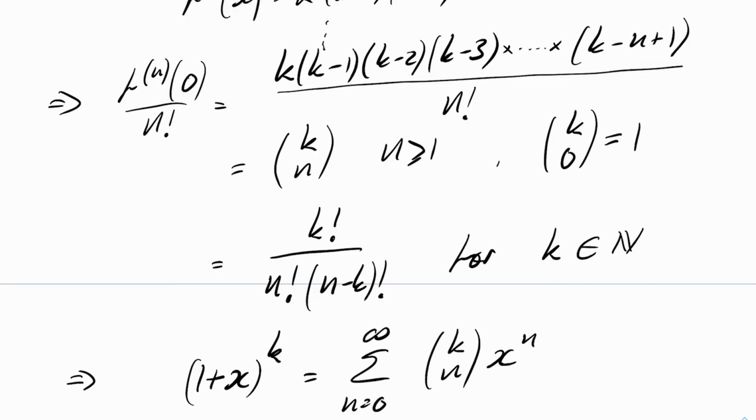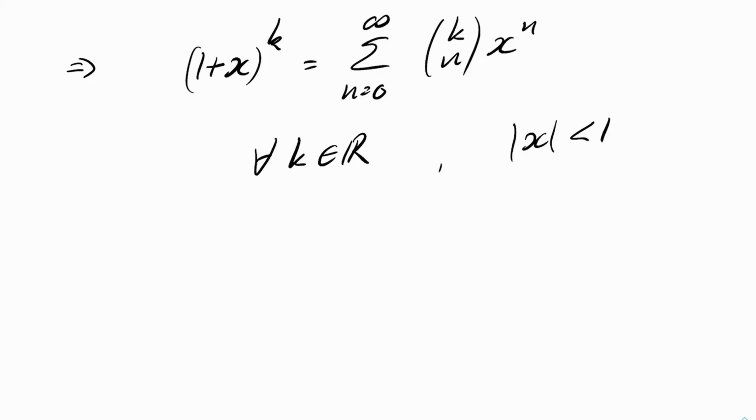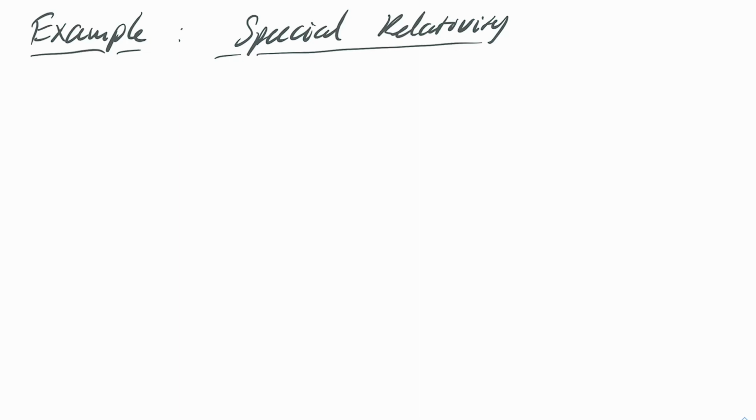If we just skip back to what the coefficients are when k is a positive integer, a natural number, then we can see that once we get to n greater than k, this series will terminate because these coefficients will then all become 0. And we'll recover the result we would get from Pascal's triangle. We've already seen the first term of this when we used the linear approximation to the function 1 plus x to the power k. Let's have a look at an example from special relativity.